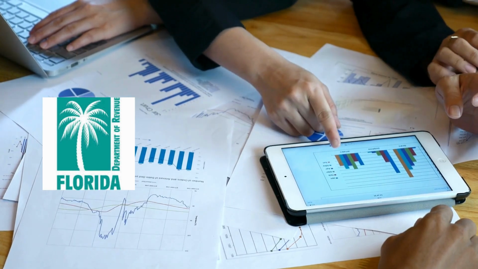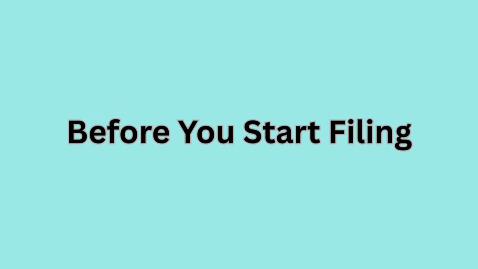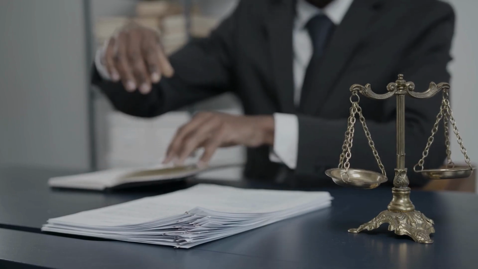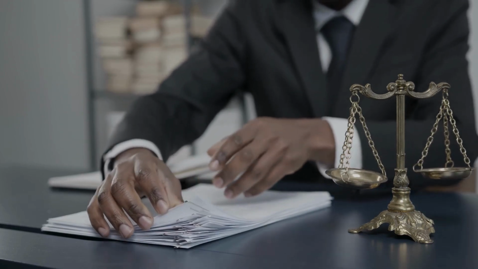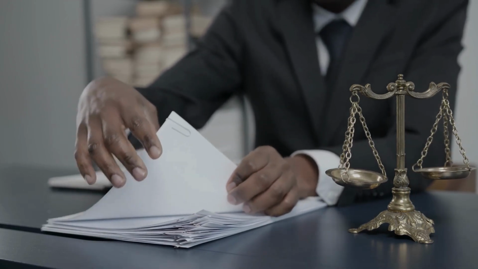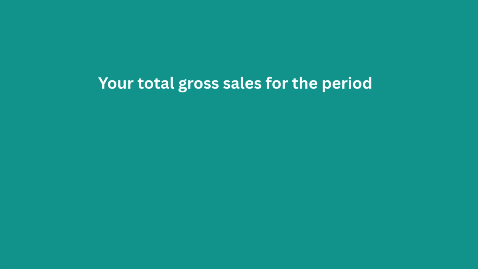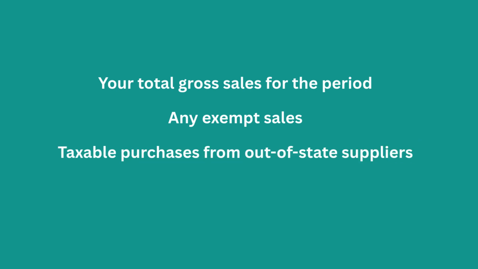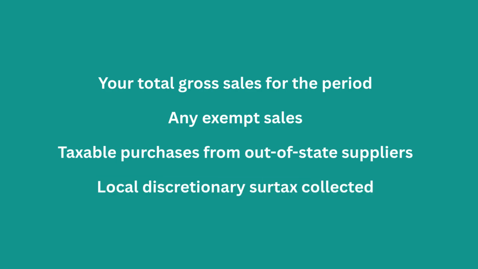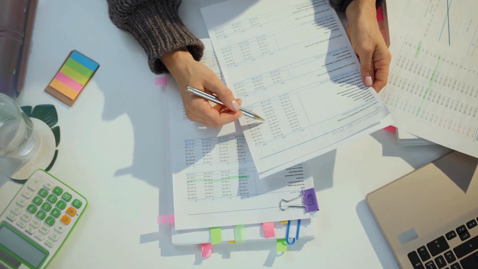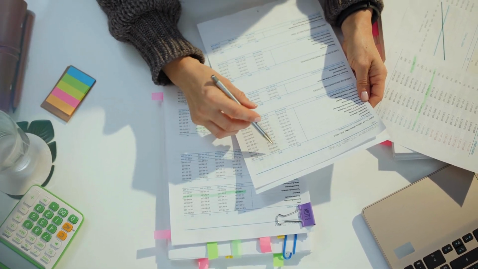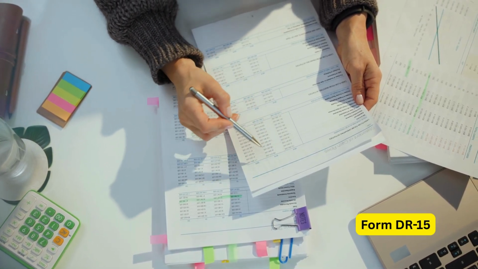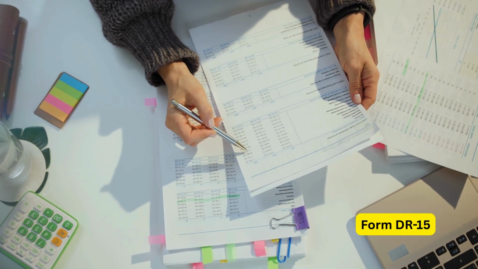Before you start filing, to make the filing process smoother, gather your records in advance. You will need your total gross sales for the period, any exempt sales, taxable purchases from out-of-state suppliers, and local discretionary surtax collected. Having good bookkeeping is critical because it ensures the information you enter on Form DR-15 is correct.